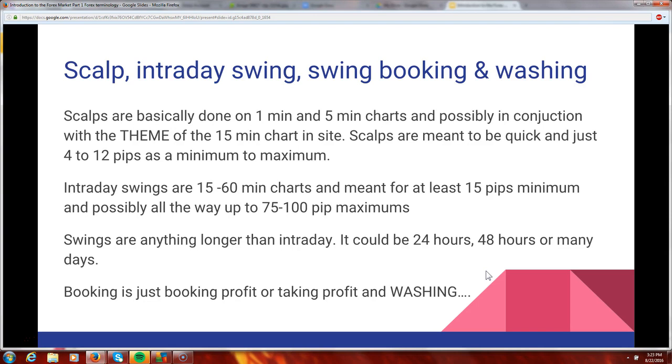Sometimes, it depends on how the day goes. You can go all the way up into 75 or 100 pip maximum intraday swings, and those are wonderful. When you capture them, they're great, and you'll get them, and you're going to be one happy trader. Now, swings are anything longer than intraday. It could be 24 hours or 48 hours or maybe a whole bunch of days.